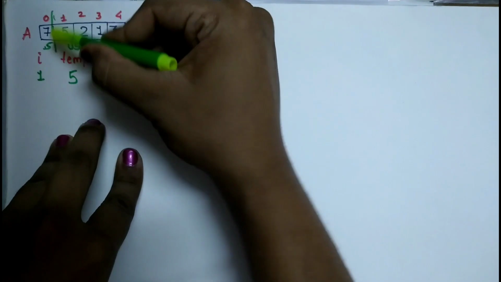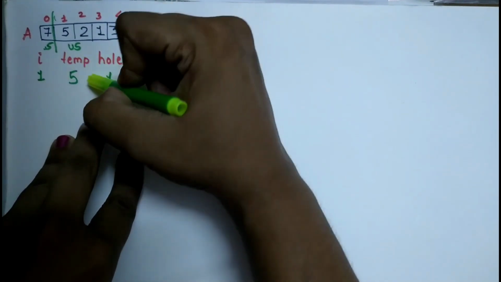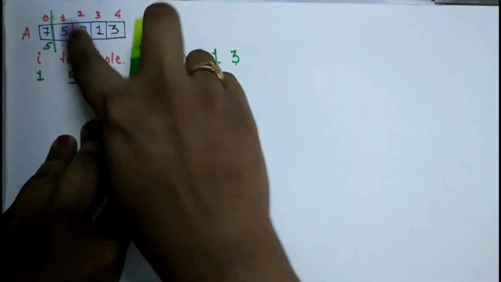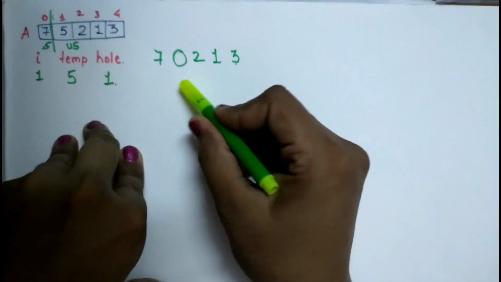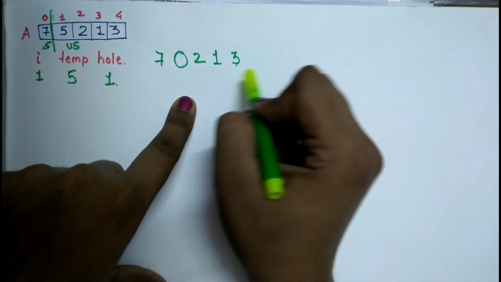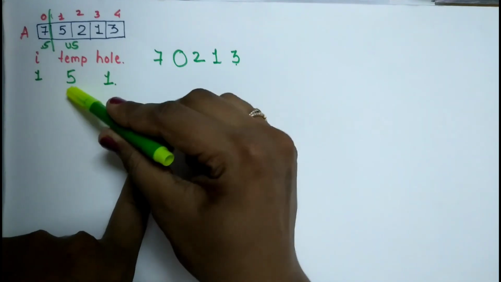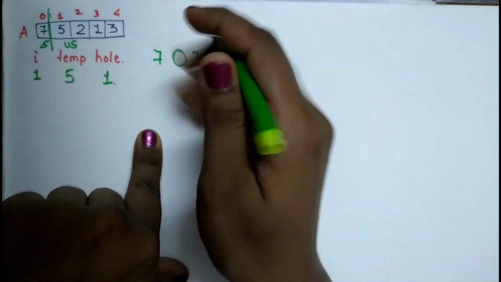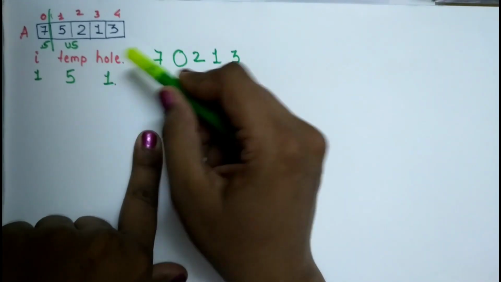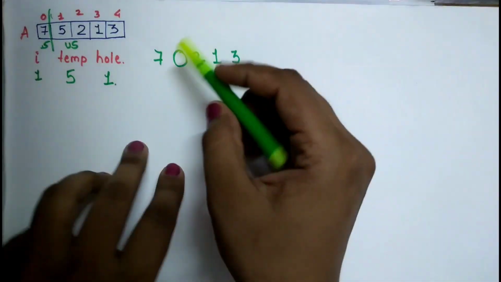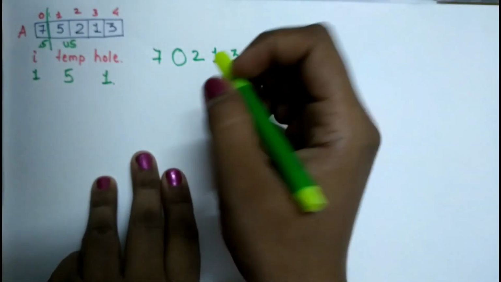Now first I'll take the element at index 1, so I will be 1, temporary will be 5, and hole will obviously be 1, because the element is removed from here. So now my array looks somewhat like 7, then a hole, then 2, 1 and 3. Now I need to place my 5 at a particular position so that these two elements, including 5, are in the sorted part, so I have to place it somewhere to make it sorted.